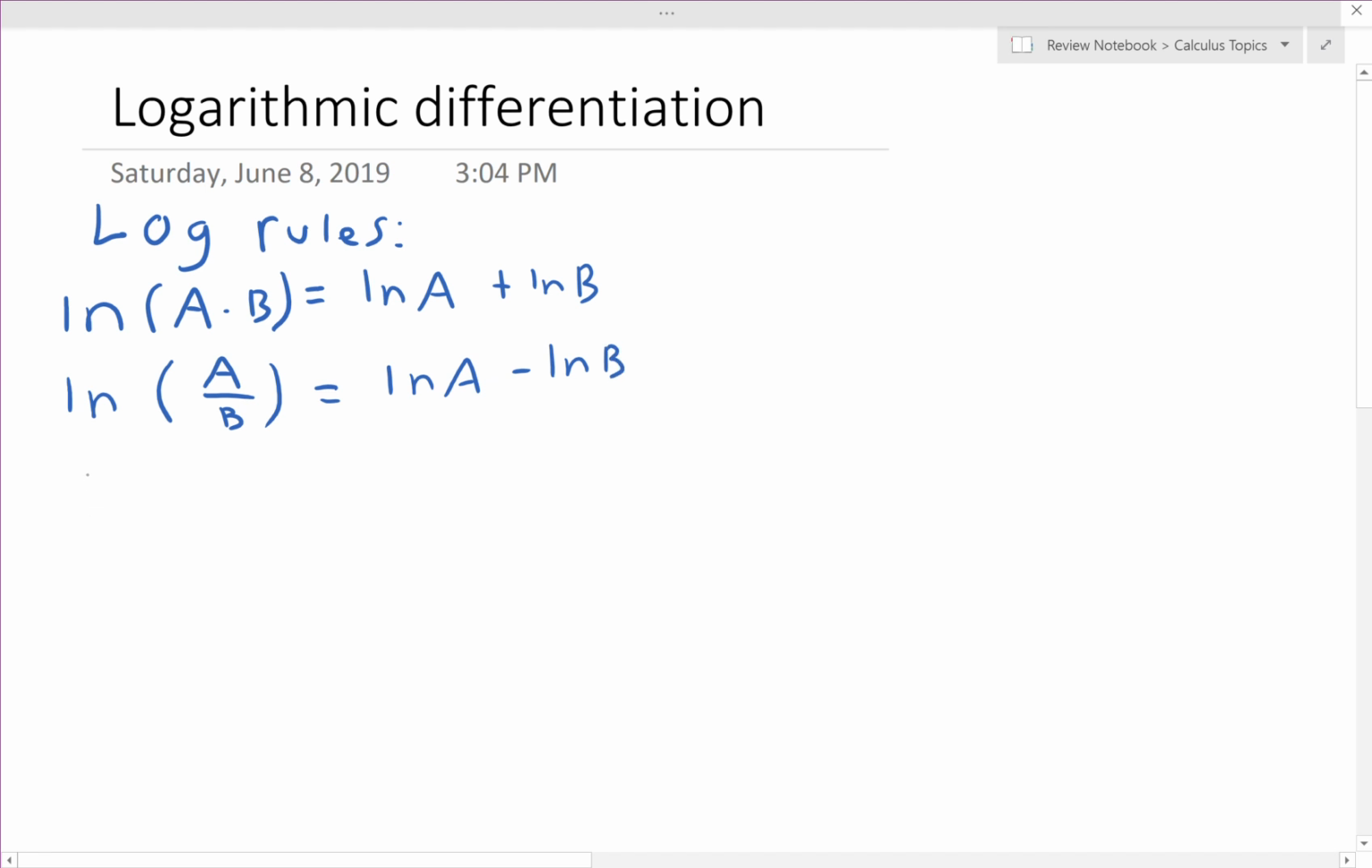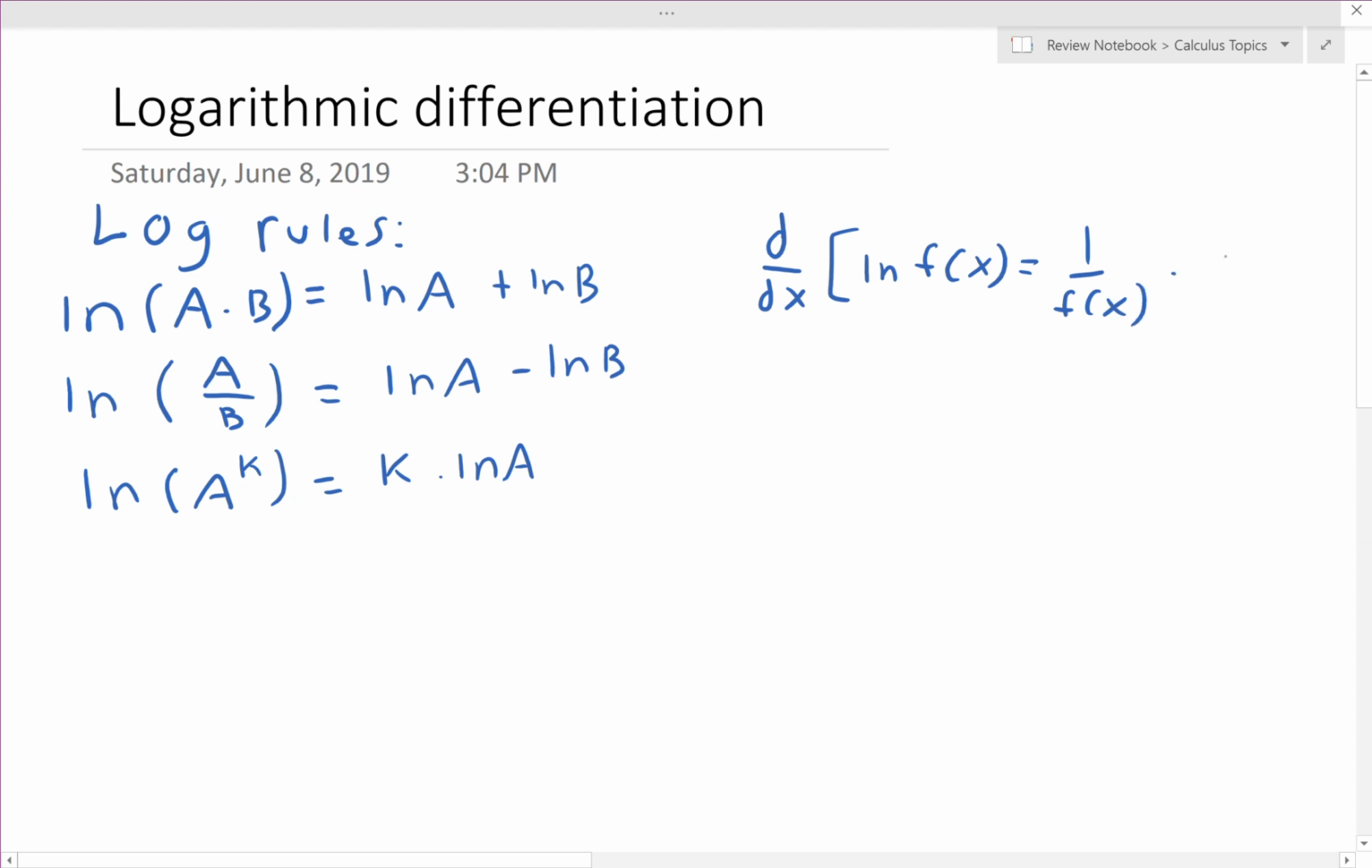If we had something raised to the power, ln a to the k, that would be the same as bring it in front, k times ln a. We should also just make note from our last video that the derivative of ln f of x is 1 over f of x times the derivative of x, which would look like the derivative of x over the function of x.